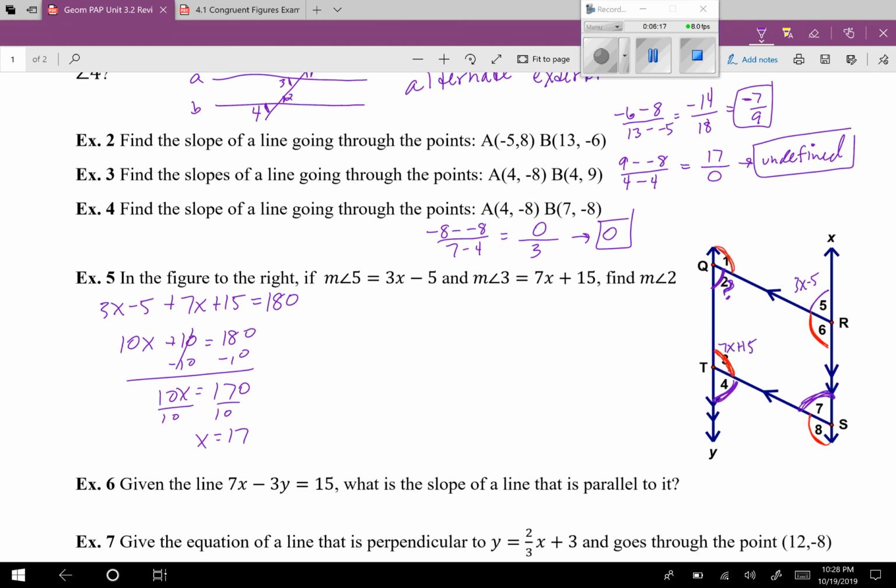But we're not done there, are we? We need to actually find the measure of angle 2. So the measure of angle 2 is congruent to the measure of angle 5, or it's equal to the measure of angle 5. So we need to take this 3x minus 5 and plug in our x. So 3 times 17 minus 5. If you do that, it's going to give you 46. And that's the measure of angle 2.